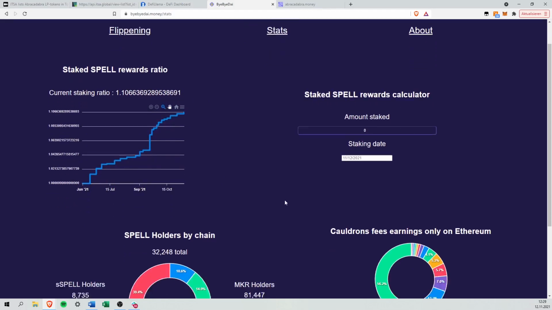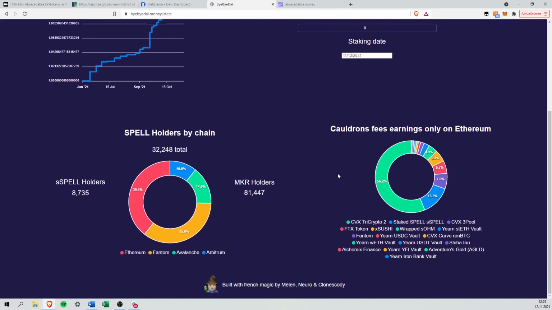increasing over time. And down here, I think this one is also an interesting graphic, because here we can see the different types of collateral that are deposited in the Abracadabra protocol. So there's currently a lot of Convex pre-crypto 2 in the protocol, probably also because Bitcoin and Ethereum are right now both quite volatile. We see also staked SBEL, some more Convex pools, FTX token. So there are also liquid assets, so not only interest-bearing assets can also be deposited.